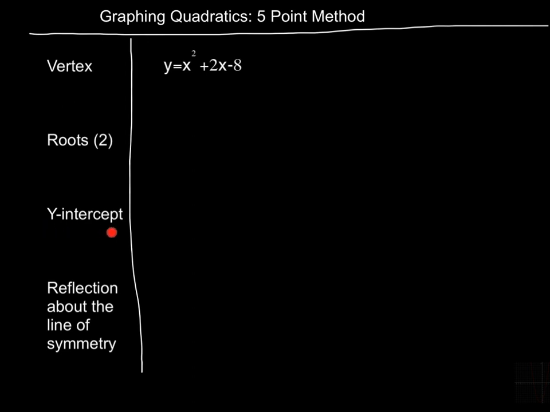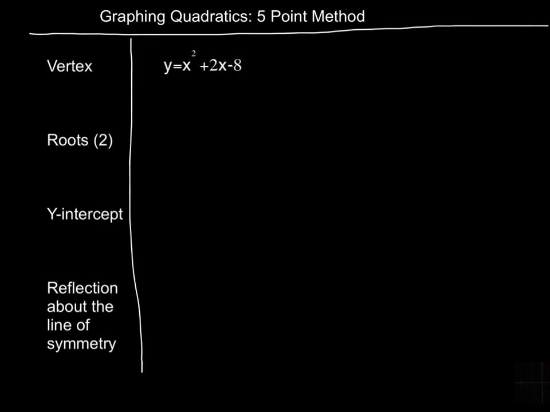Then you'll always have a y-intercept, so we'll definitely always find the y-intercept. And then you're going to find the reflection of the y-intercept about the line of symmetry. So once you find your vertex, you can find your line of symmetry, and then there's always going to be a point that's reflected about the line of symmetry that's opposite of your y-intercept. So those are the 5 points: 1, 2, 3, 4, and 5.